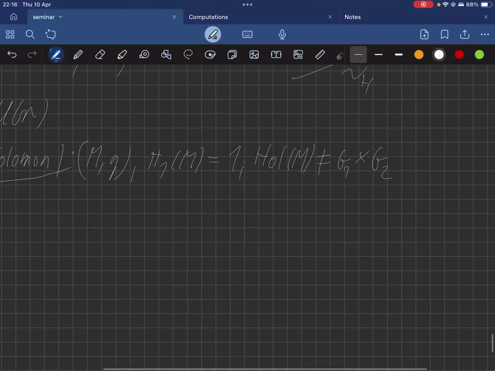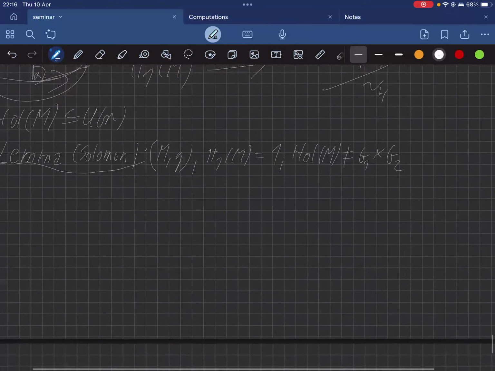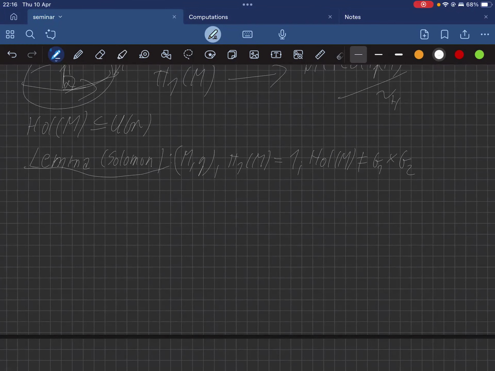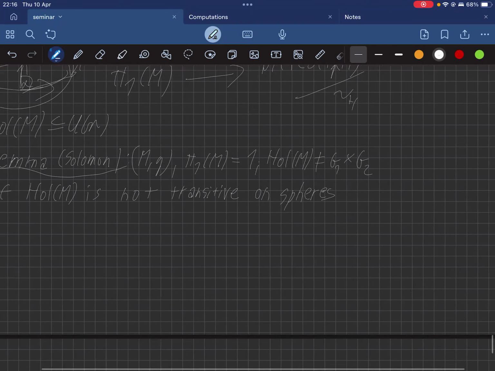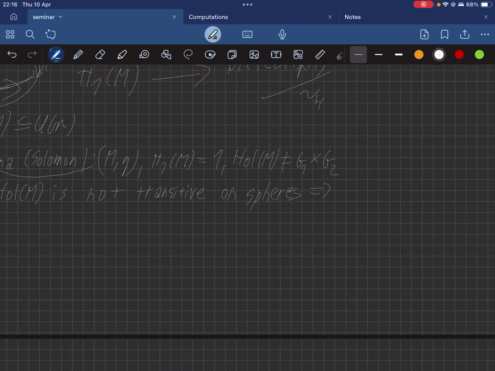Okay. So what does the lemma say? Well, the lemma says if your holonomy group is not transitive on spheres, then M is a symmetric space.